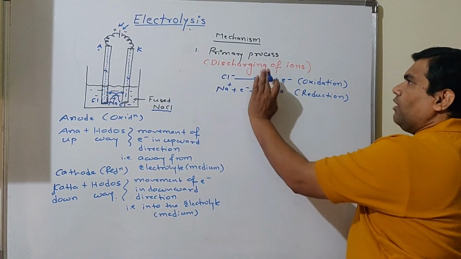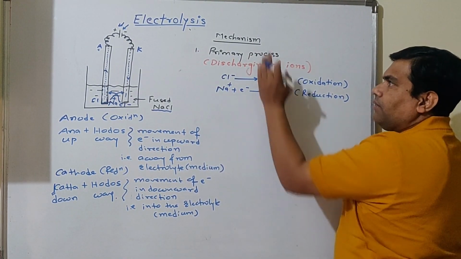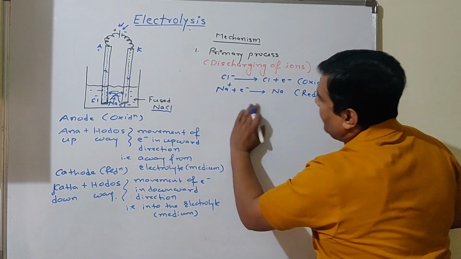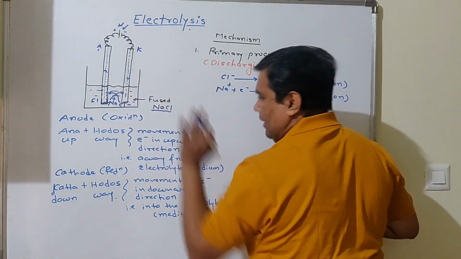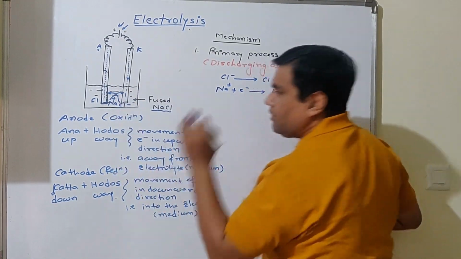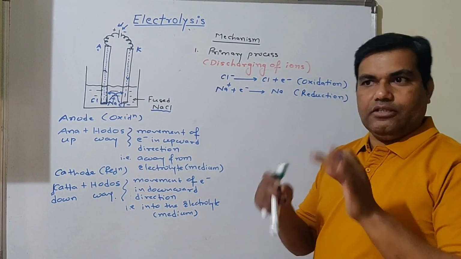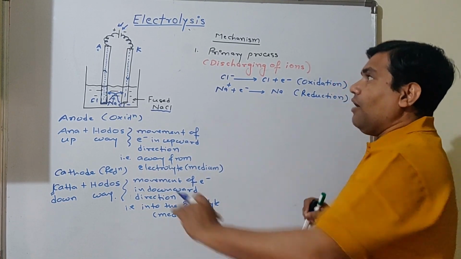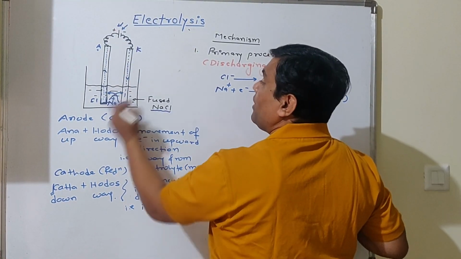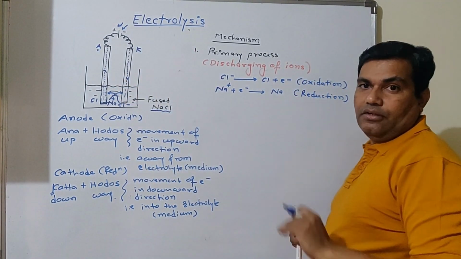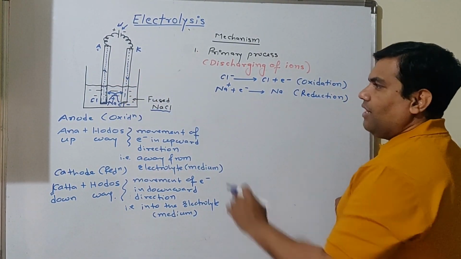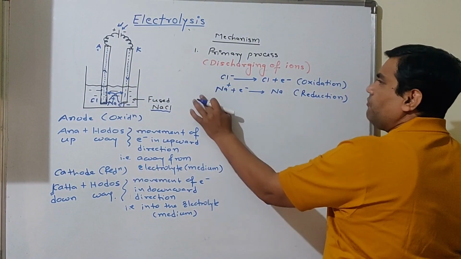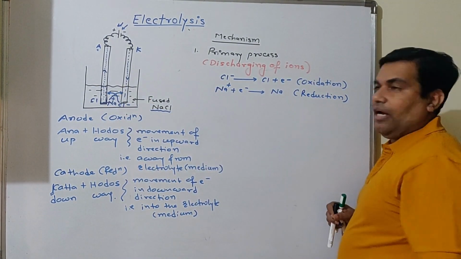So we'll come back to our mechanism. The primary process was discharging of ions, where the ions first of all get discharged. Now where are these ions from? These ions are from the ionization. So first of all, what happens if we just take a fused NaCl? There is an ionization, and when we pass electric current, there is a movement of these charged entities, that is ions, and they move down towards the oppositely charged electrodes. First of all, there they will get discharged.